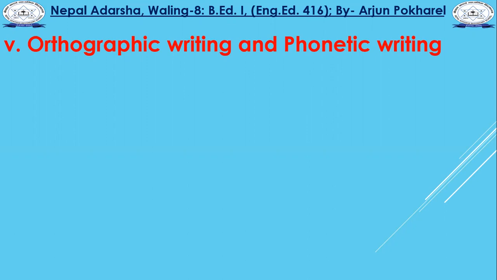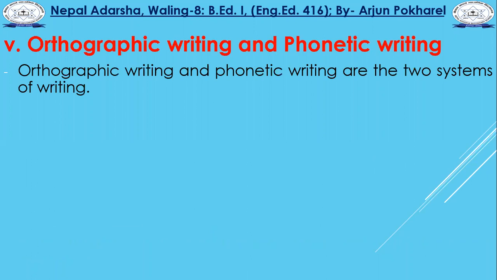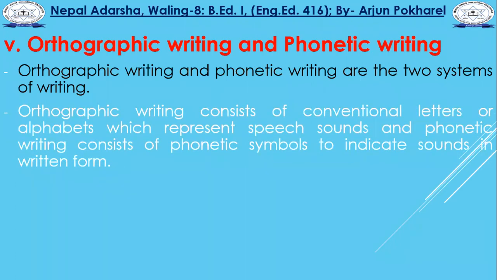Orthographic writing and phonetic writing are the two different ways of writing. Now you have to write down: orthographic writing and phonetic writing are the two different systems of writing. Orthographic writing consists of conventional letters or alphabets. We use conventional letters.